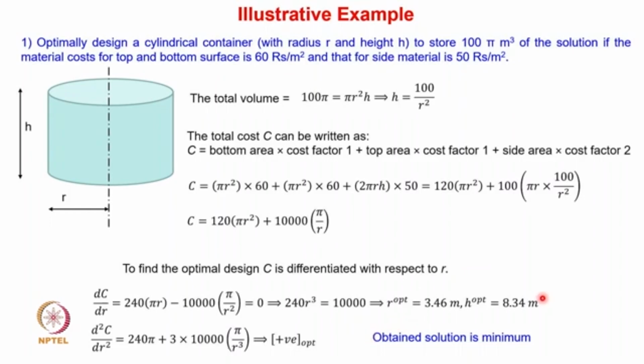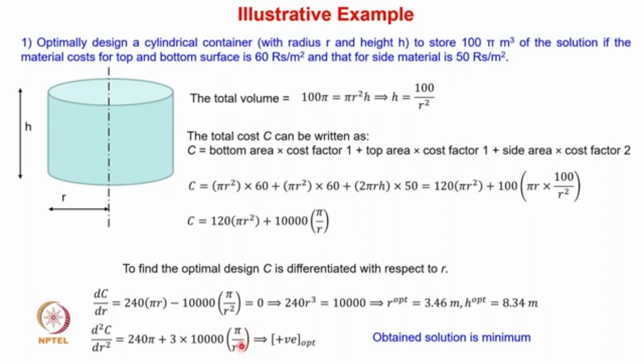So in this case, again we can cross check whether the obtained optimum solution is indeed minimum or not. For that, what we have to do is double differentiate this equation with respect to r. So we will get d square c by dr square, and if we double differentiate this equation with respect to r, what we are going to get is 240 pi r. So the derivative of this pi r is going to be just pi, so that becomes 240 pi, and here 10,000 into pi by r square is there. So the derivative of pi by r square is nothing but what? 3 into pi by r cube minus 3 into pi by r cube. So that is what is written here. So 3 into 10,000 will remain as it is into pi by r cube.